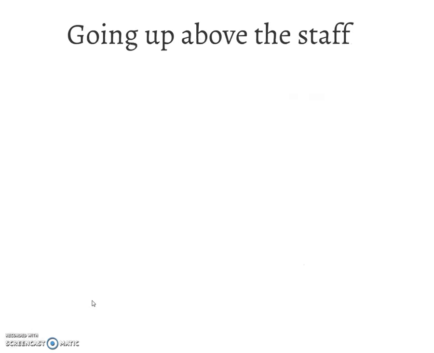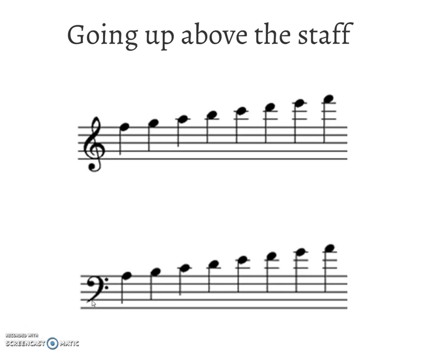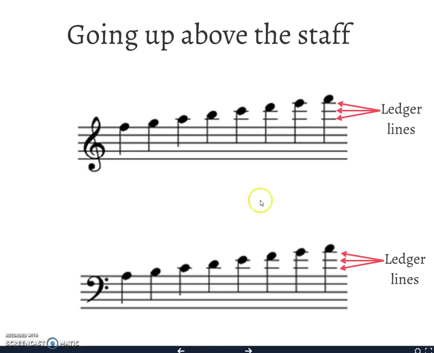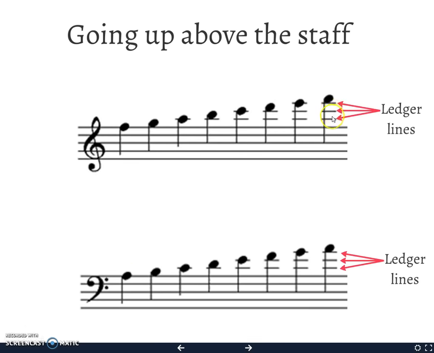Okay, going up above the staff, here is what it looks like. These extra lines that are drawn above the normal five lines of the staff are called ledger lines. They're temporary extra lines that we use when we have a note that goes up there. We are going to be going up from this top note.